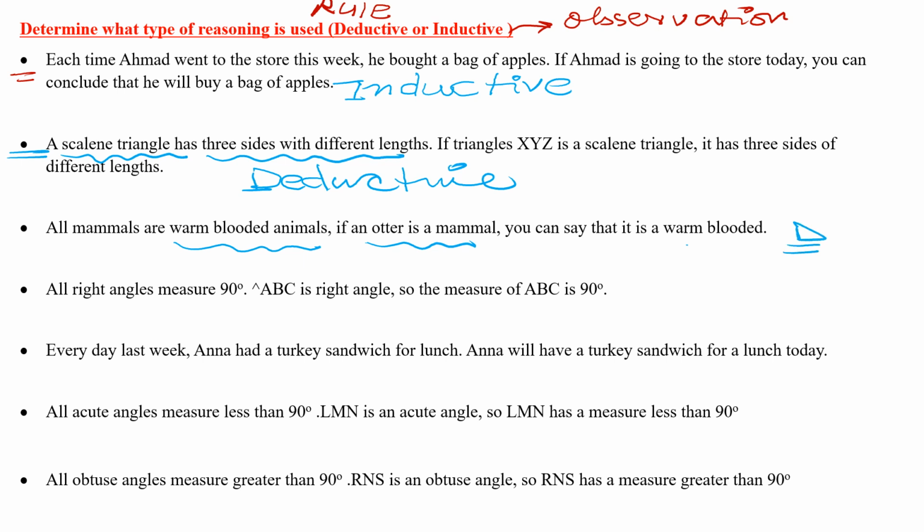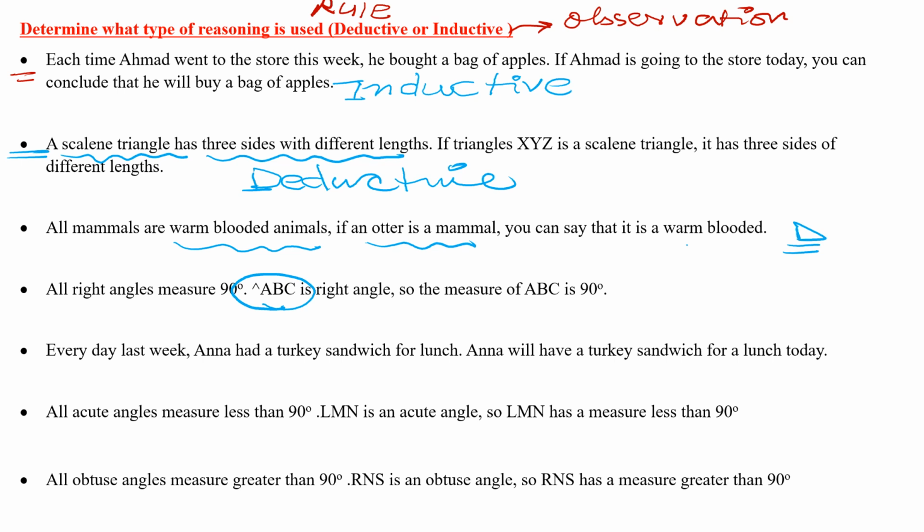All right angles measure 90 degrees. Triangle ABC has a right angle, so angle ABC is a right angle, so the measure of ABC is 90 degrees. Since all right angles measure 90 degrees, angle ABC will also be 90 degrees. So that's definitely correct. It is a rule.